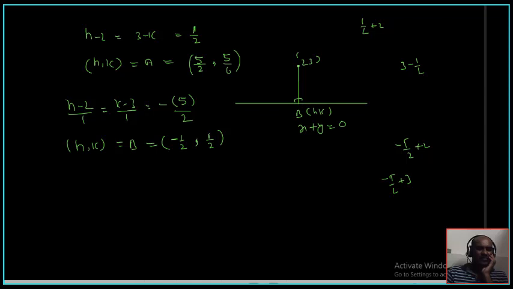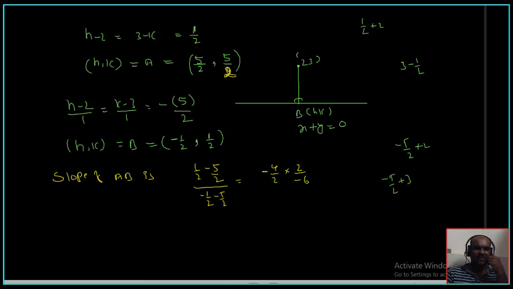Equation of AB. Slope of AB, first of all, slope of AB. Y2 minus y1, 1 by 2 minus 5 by 2, what is this? 5 by 6 correct or 5 by 2 correct? What happened here? I want 5 by 2, not 5 by 6. 5 by 2, okay. 1 by 2 minus 5 by 2 by minus 1 by 2 minus 5 by 2. This is minus 4 by 2 into 2 by minus 6. It is equal to 2 by 3.